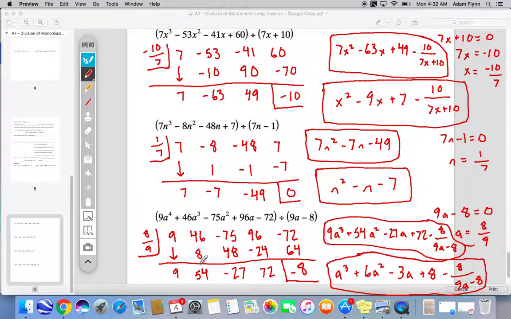Okay. This ends the example video for synthetic division. At this time, you are ready for synthetic division practice, A, B, or C.